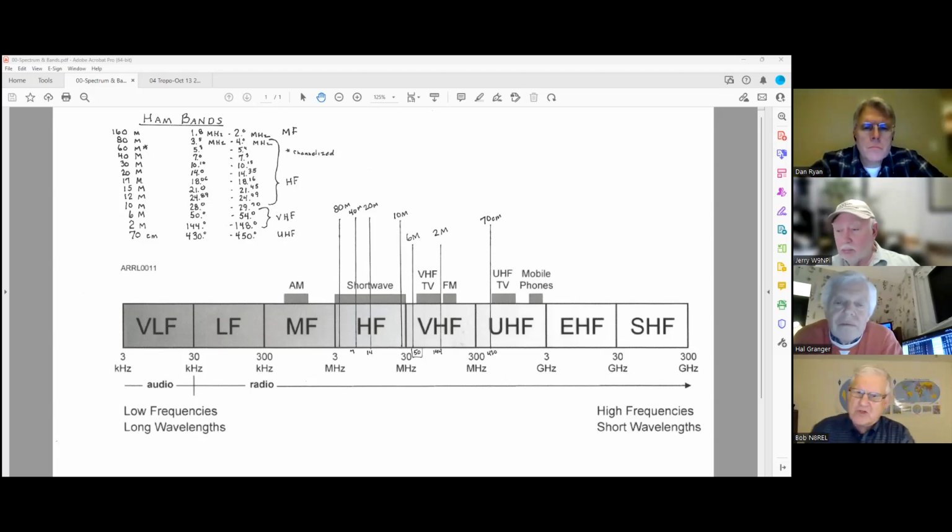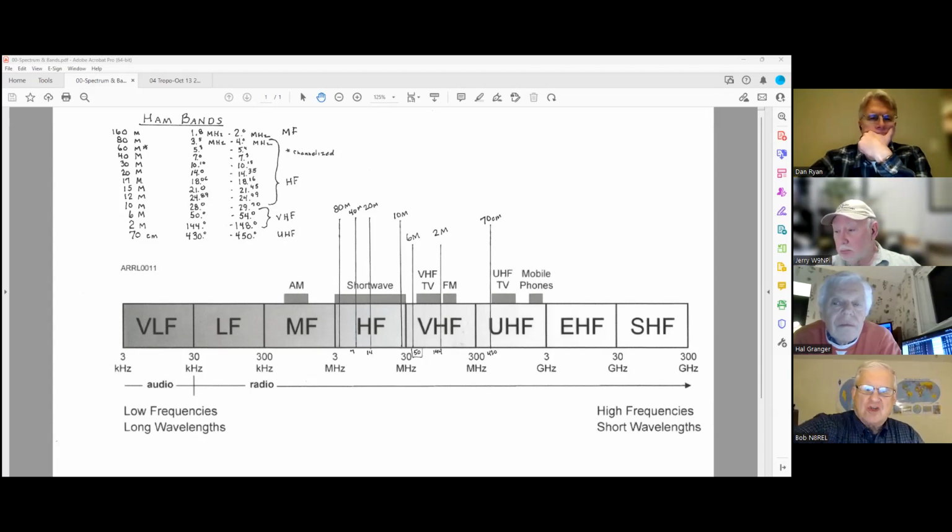Now, there's something else I want you to notice. Jerry covered this before, but I want to reiterate it. Let's look at the bottom of the high frequency band, just a little bit above 3 megahertz. That's getting you to the 80 meter amateur band. So it's low frequency, but a very, very long wavelength. 80 meters is getting pretty close to a football field.